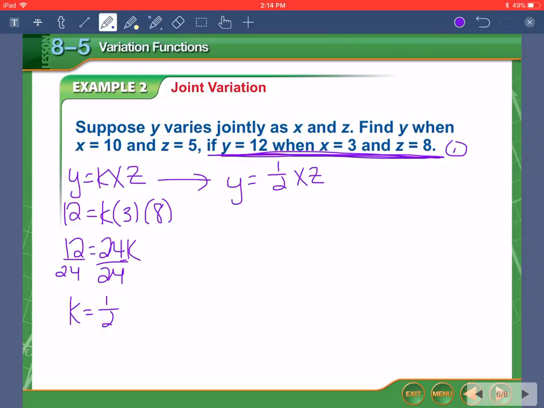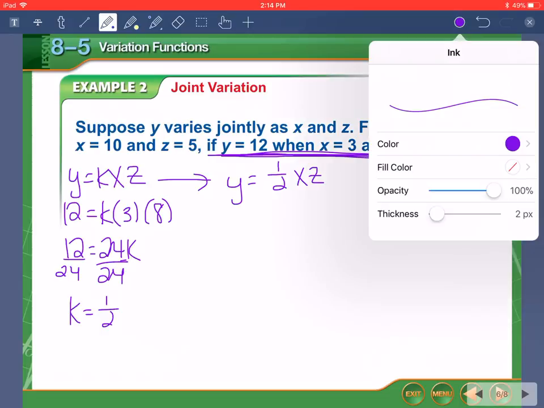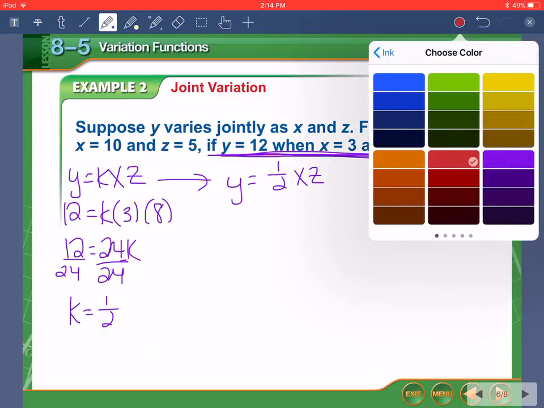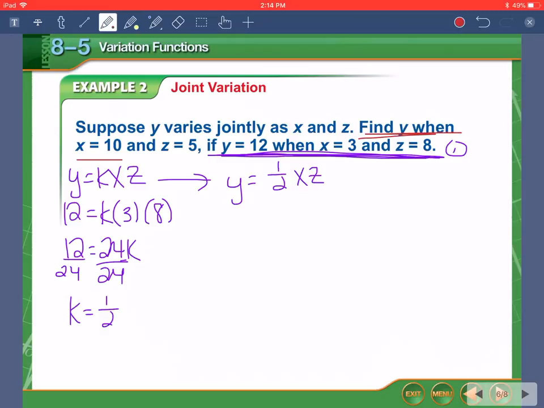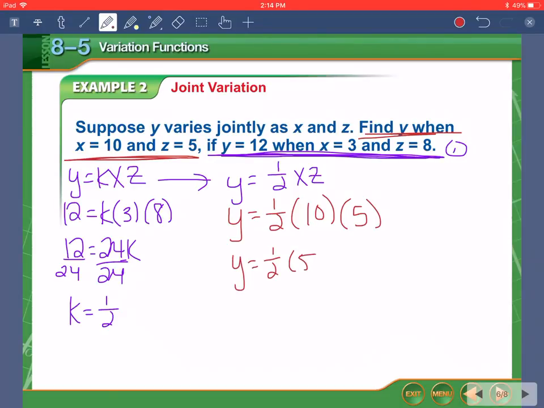So the second part, or actually the first part listed, which is going to be our second step, is we're going to find y when x equals 10 and z equals 5. So y equals 1/2, x is 10, times z is 5. So y equals 1/2 times 50. So y equals 25.